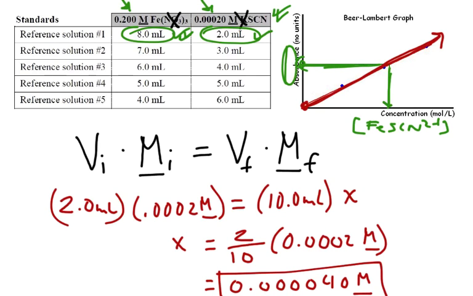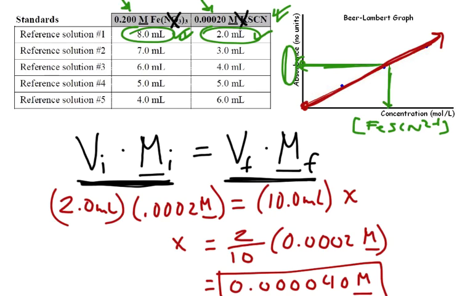Now moving on. If we have a situation, let's say 8 milliliters of iron, 2 milliliters of the SCN, well, how do we get that concentration of the SCN, and therefore the concentration of the FeSCN? The idea is that we're going to use the dilution formula, which we have written right here. The volume times the molarity before you dilute is equal to the volume times the molarity after you dilute.